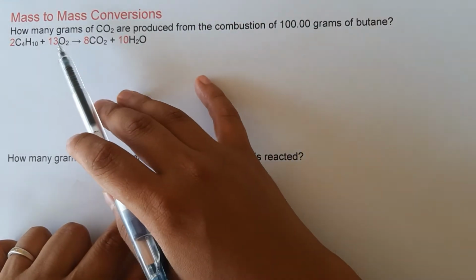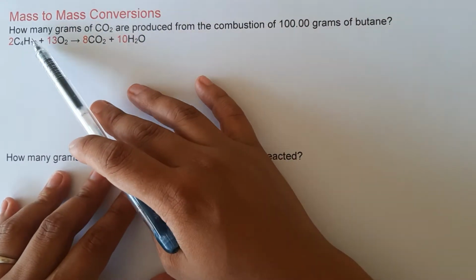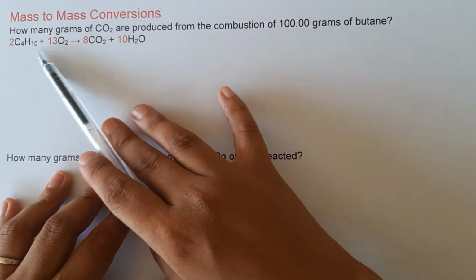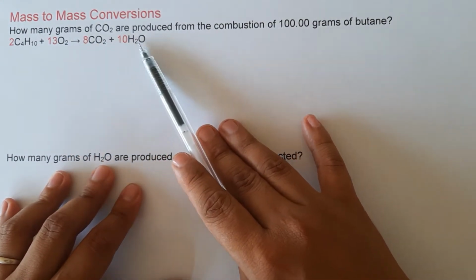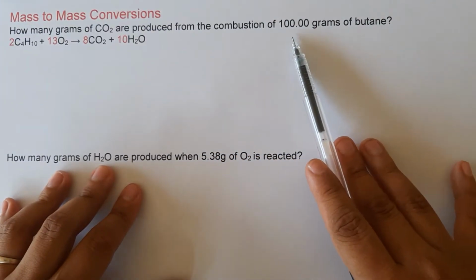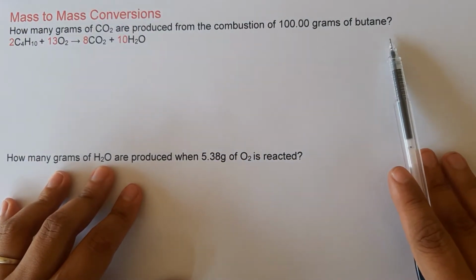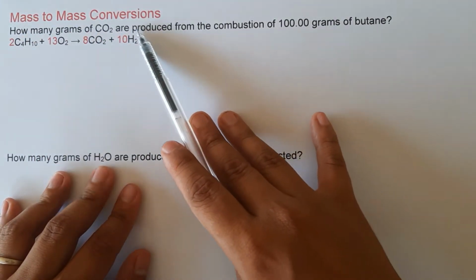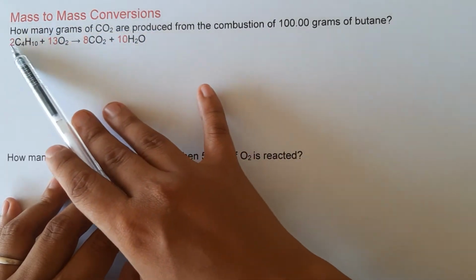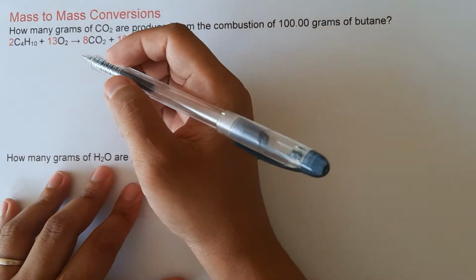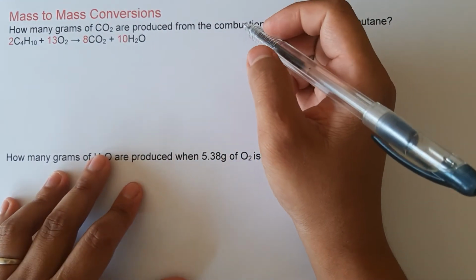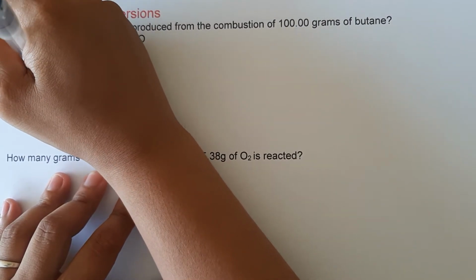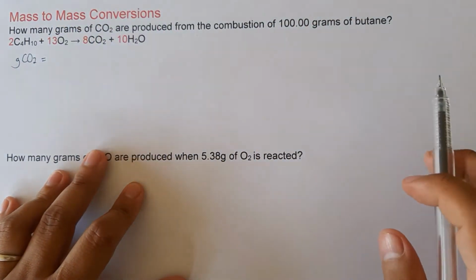So, first thing to do is we need to understand the question or the problem. So, the problem is this one. How many grams of carbon dioxide are produced from the combustion of 100 grams of butane? That's our problem. And this is our balanced chemical equation. So, based on this balanced chemical equation, we will be solving this problem. So, first one, we are looking for the mass of carbon dioxide. So, let us write here, mass or grams of CO2 is equals. Yan, yun yung hinahanap natin.